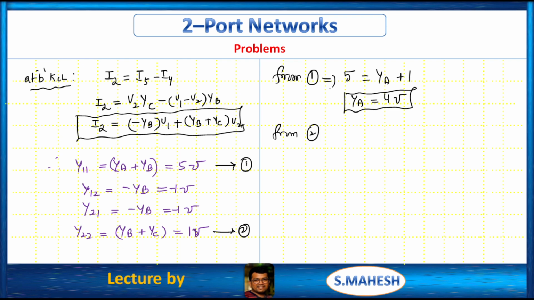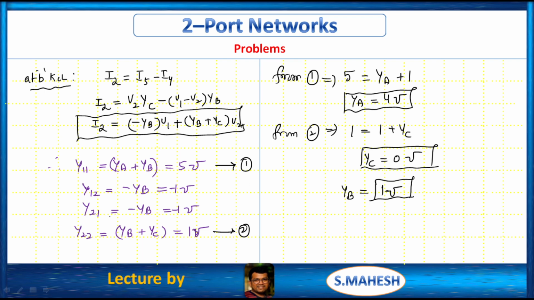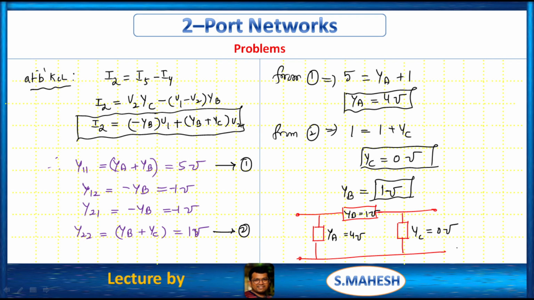From Y22, YB is 1 plus YC, so YC equals 0. What about YB? YB is nothing but 1. Therefore, the equivalent pi network has YA equal to 4, YB equal to 1, and YC equal to 0. That's it. This is the answer.